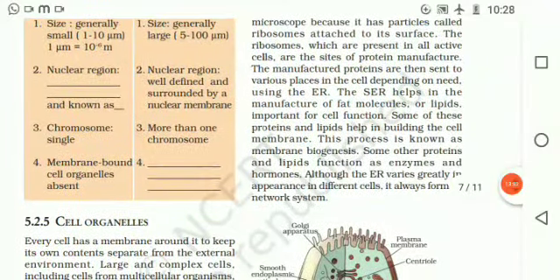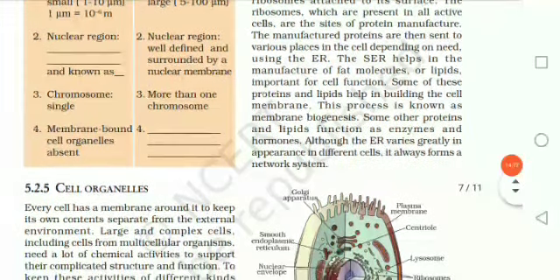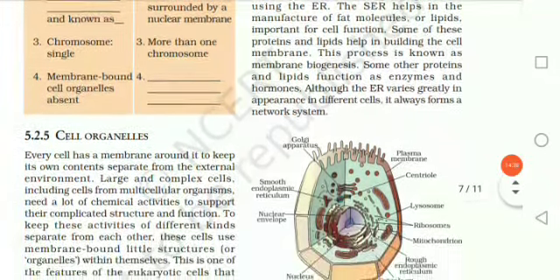Okay, so now the proteins and lipids help in building the cell membrane. This process is known as membrane biogenesis, how the membrane is formed. The biological genesis of the membrane, that is membrane biogenesis, happens from the smooth endoplasmic reticulum, where there is the formation of the cell membrane. Some other proteins and lipids function as enzymes and hormones.